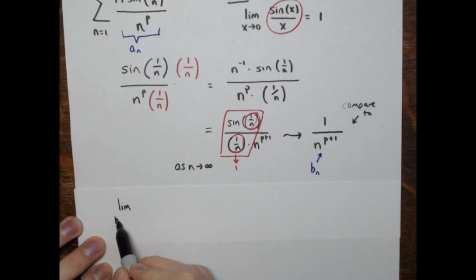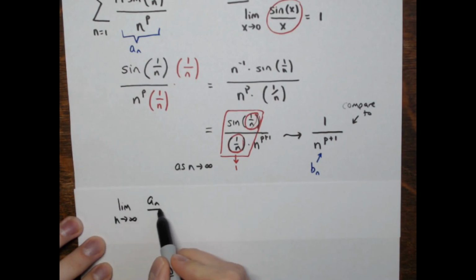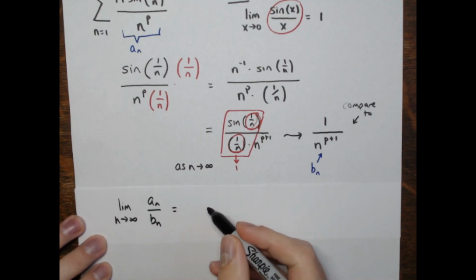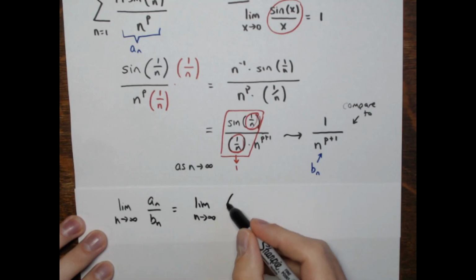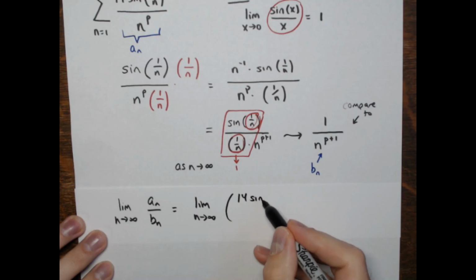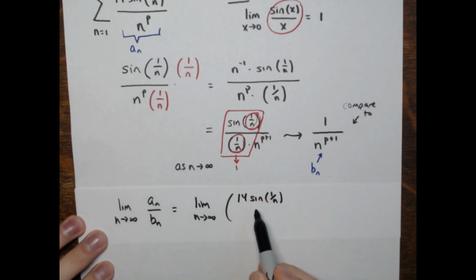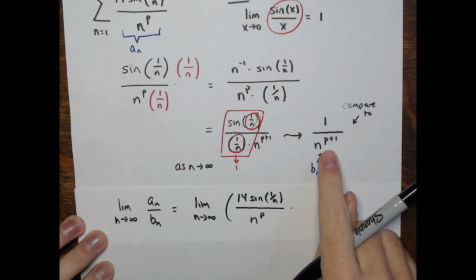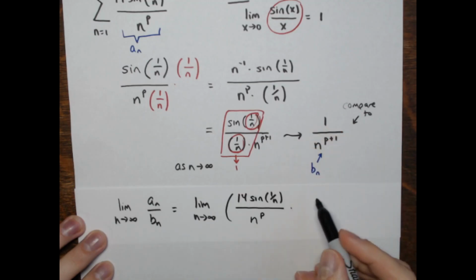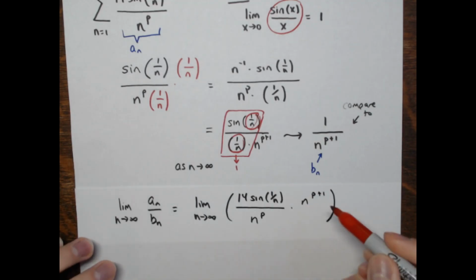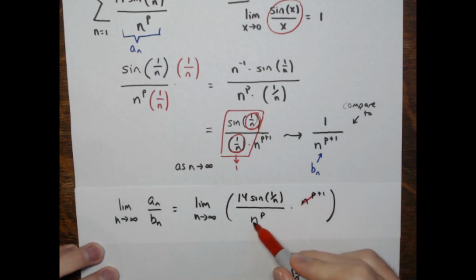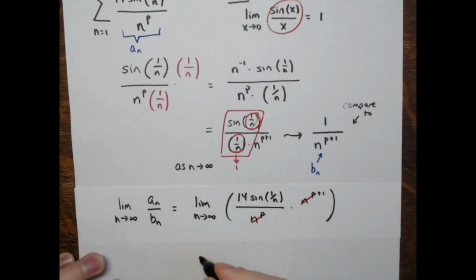So let's take the limit as n goes to infinity of the a sub n over b sub n, which, limit as n goes to infinity. We have your 14 times the sine of 1 over n over n to the p, and then dividing by the 1 over n to the p plus 1 is multiplying by n to the p plus 1, which would cancel a lot of these n's, right? Would cancel all but one of them, right? You have n to the first up top.